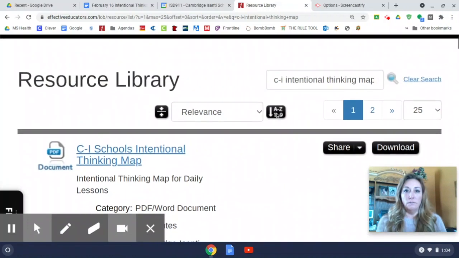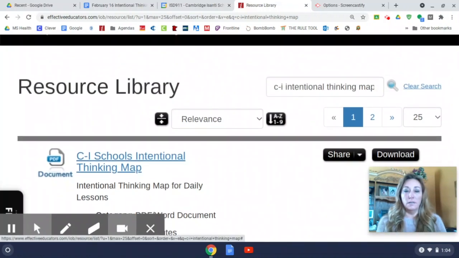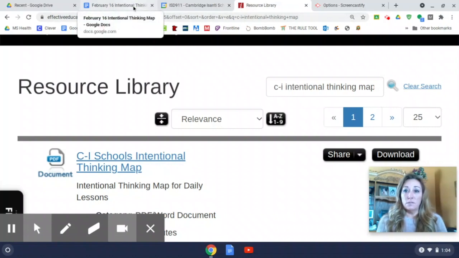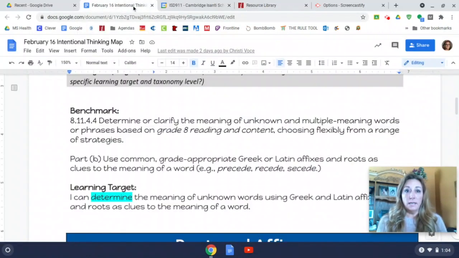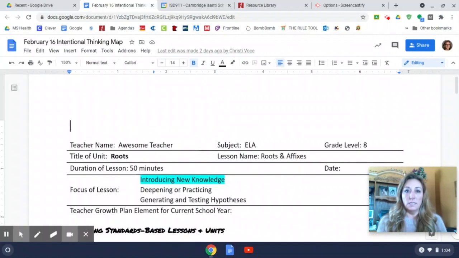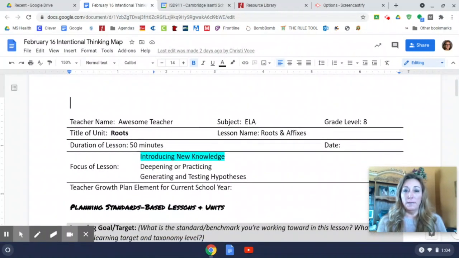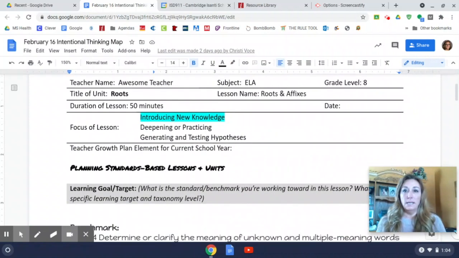That is what you fill out for your planning conference before you have an observation with either your principal, your coach, or your peer observer. So first of all, that's where you find it. Second, I'm going to talk a little bit about how to fill this out. It's pretty self-explanatory, but I wanted to take a couple of minutes and go through each of the pieces of it.